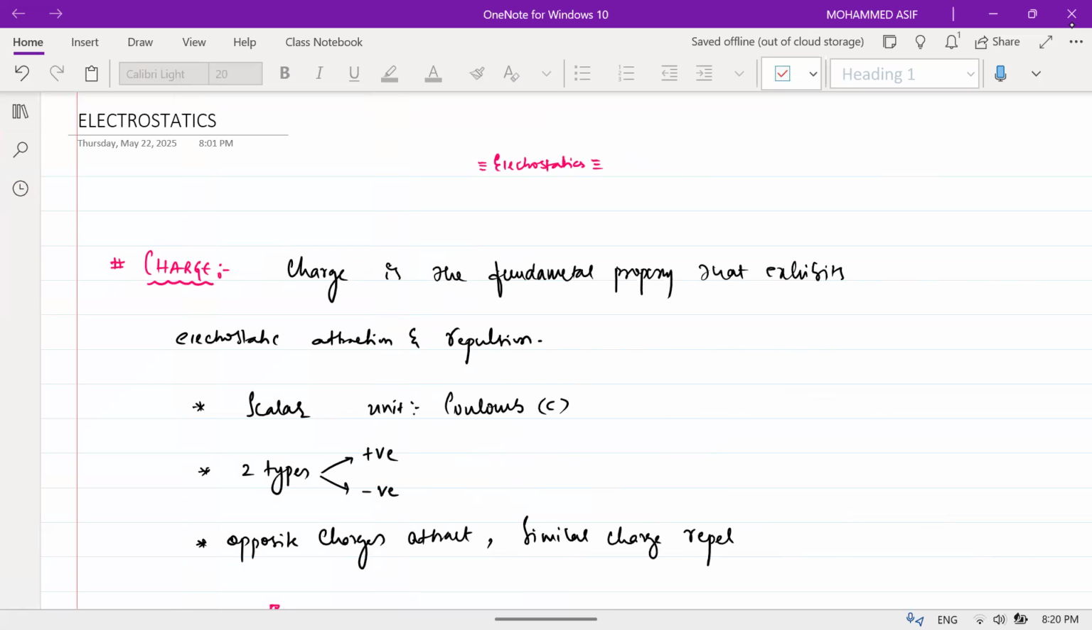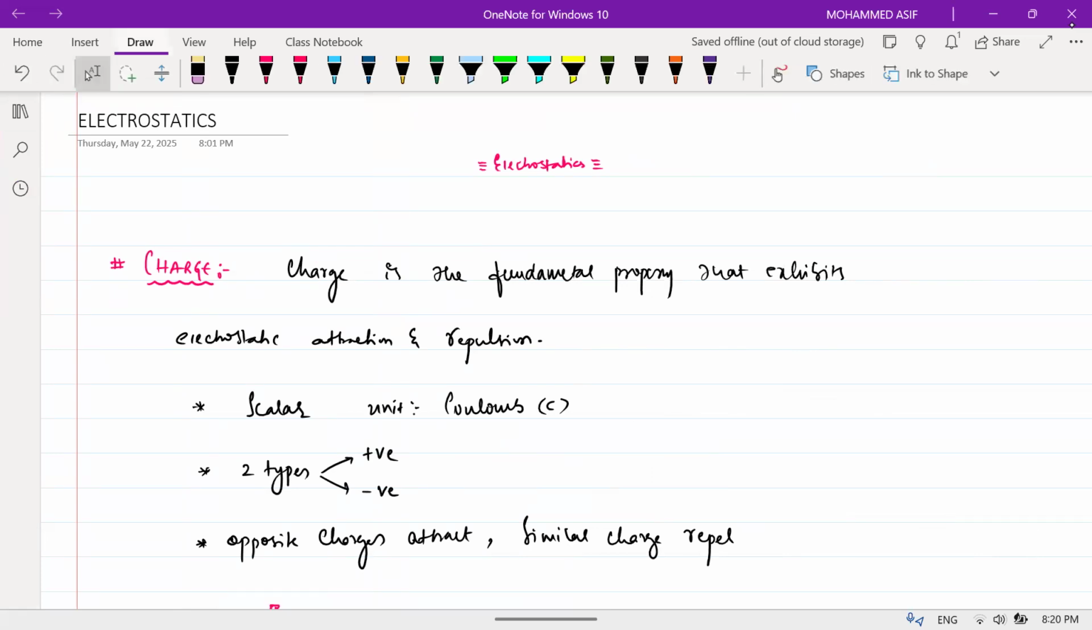How do you define electrostatics? Electrostatics is nothing but the branch of physics which deals with the study of the charges which are at rest. So the branch of physics which deals with the study of the charges at rest is known as electrostatics. And how do you define the charge?